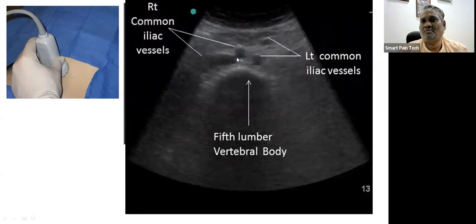So this is what I was talking about, your common iliac vessels. And this entire place is where your plexus is. You come from here, hit the bone. You have to always hit the bone, withdraw 1 millimeter, inject. That's it.